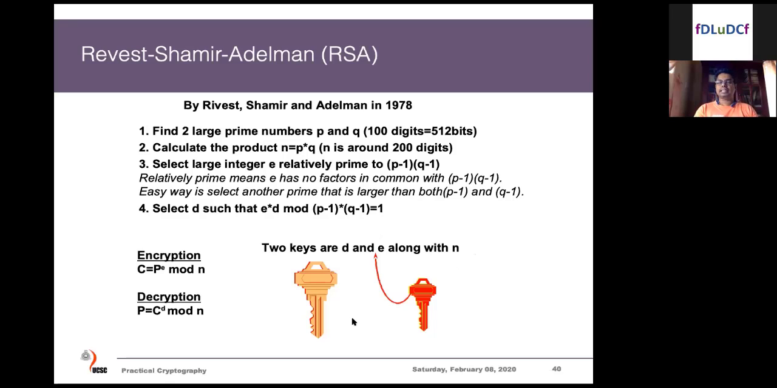I should never tell anyone this D. Then I distribute E and N, this large prime number and multiplication of these two primes P and Q, that is N, to the rest of the world. E and N are considered my public key.